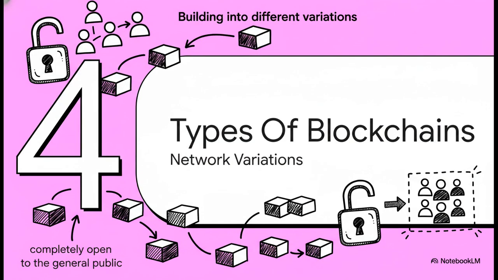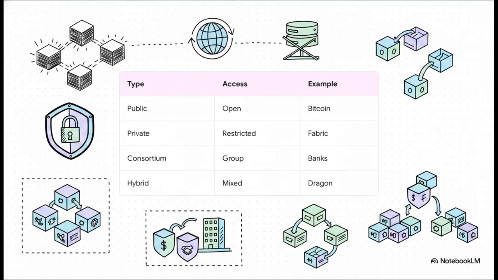Section 4. Types of blockchains. Network variations. Let's see how this builds. Because as this technology has evolved, businesses realize that not all blockchains can or frankly should be completely open to the general public. We've got 4 distinct network variations here.